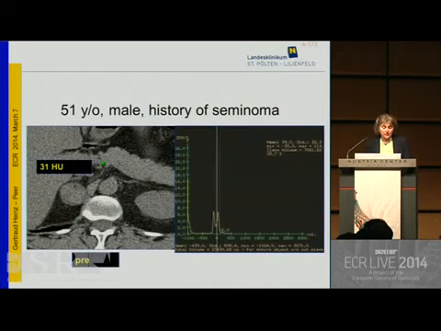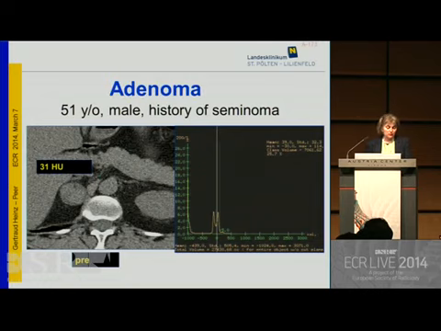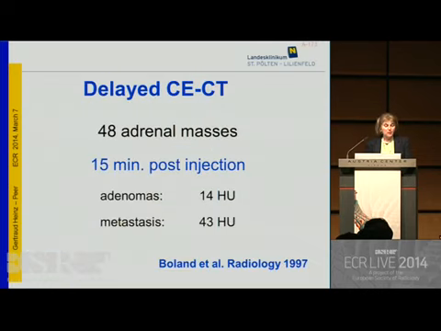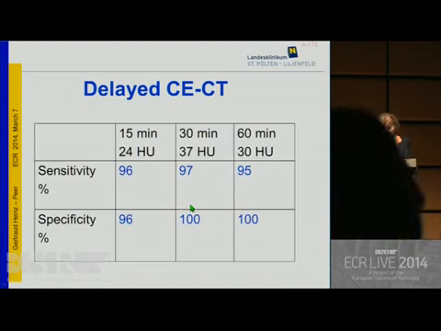And in this particular patient, we did this calculation. We showed that 25% of pixels proved to be of fatty content, and this was indicating a benign lesion, which was proved as an adenoma. What about delayed contrast-enhanced CT? Boland and co-workers showed that malignant lesions, metastases, have a significantly higher density compared to benign lesions or adenomas.